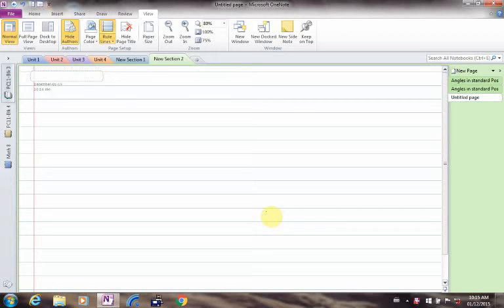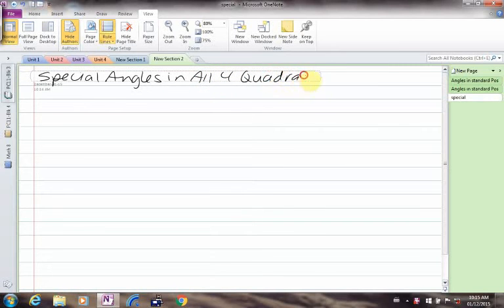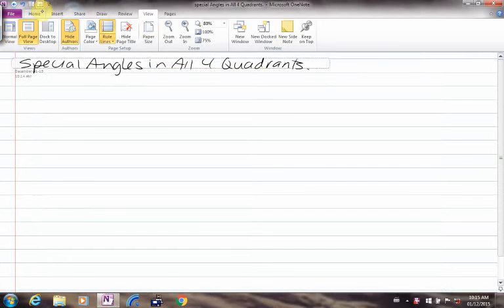Okay, so today we are looking at special angles in all four quadrants. All right, so Emily asked a wonderful question that got us going on what are called quadrantal angles.